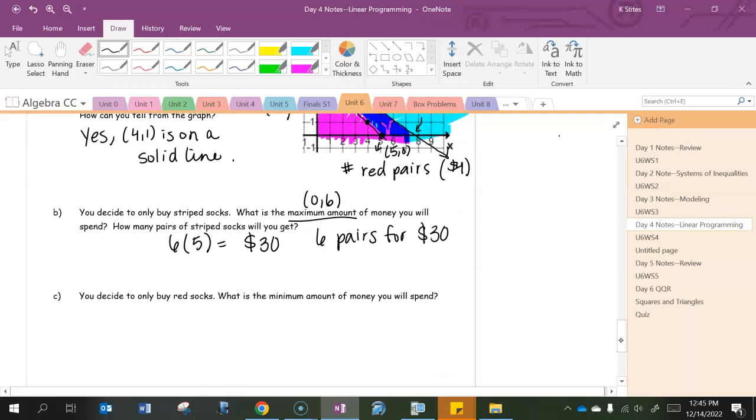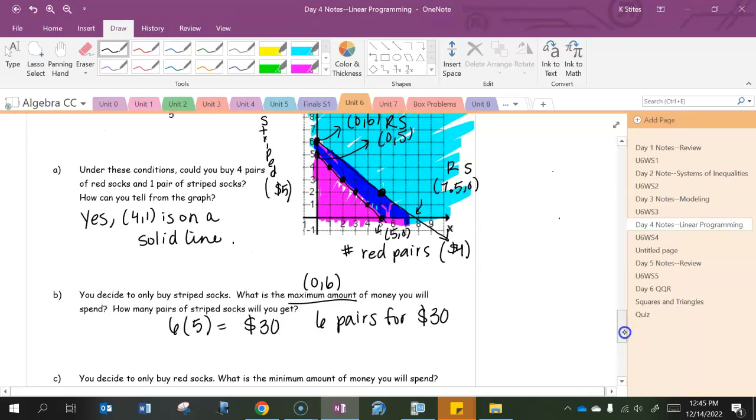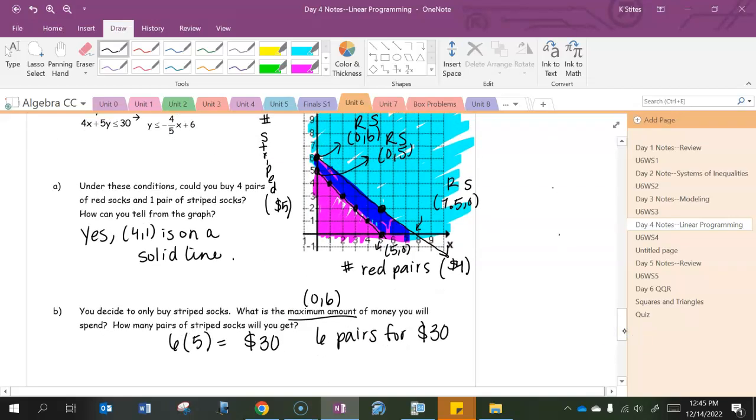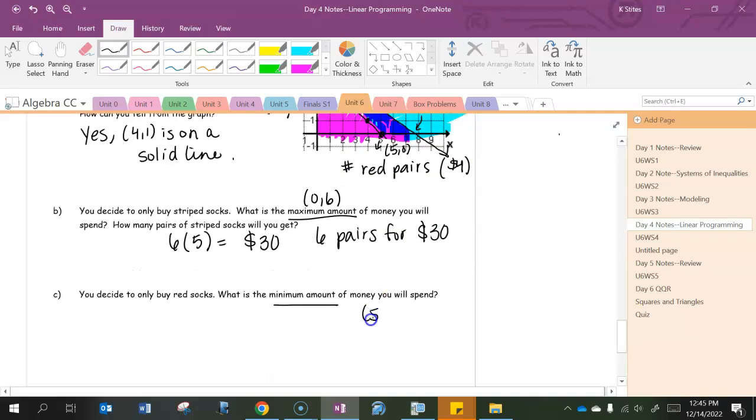You decide to only buy red socks. What is the minimum amount of money you will spend? Okay, so minimum means least. Look at your red pairs. We have the 7.5. We're not really sure what it is. And we have 5, 0. Well, since it's minimum, we want the smaller one, so we're going to go with 5, 0. And again, red pairs are only $4. So this is 5 times 4. That's going to be $20. So this is 5 pairs for $20.